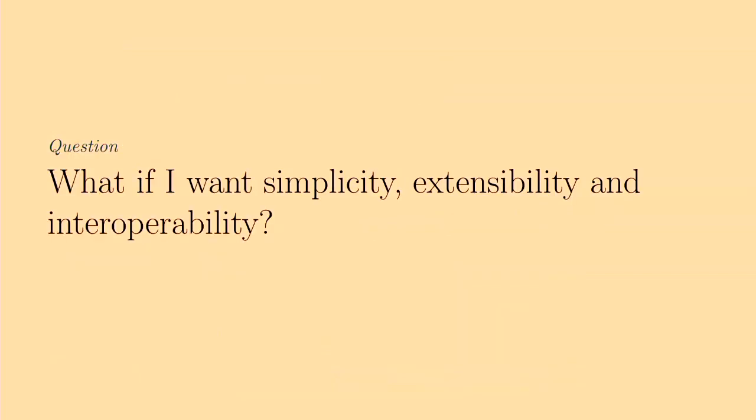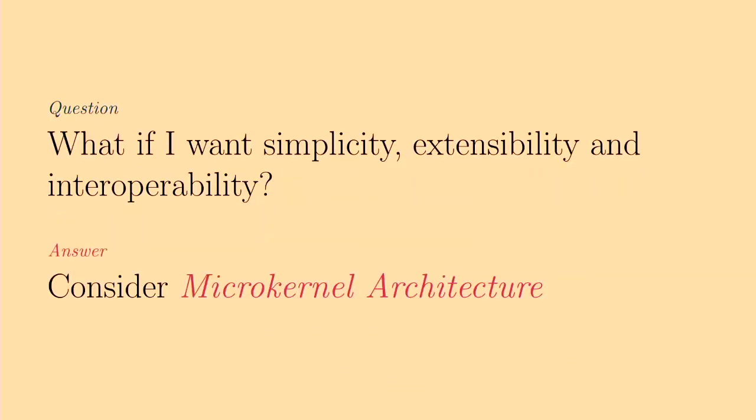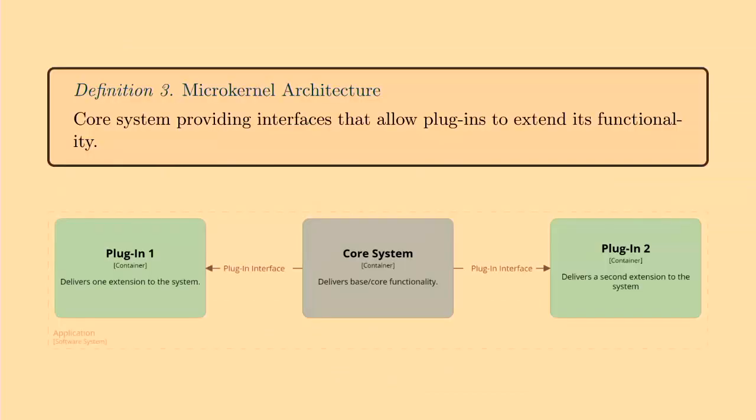So if I want simplicity, extensibility, and interoperability, that's when we think of microkernel. A microkernel is, as the name implies, there is a kernel. It is called microkernel for a purpose, in that the kernel isn't just a massive monolith with a few things on the periphery. It's meant to be a well-defined, simple, logical core, and then all the interesting stuff is developed as plugins that talk to that core.